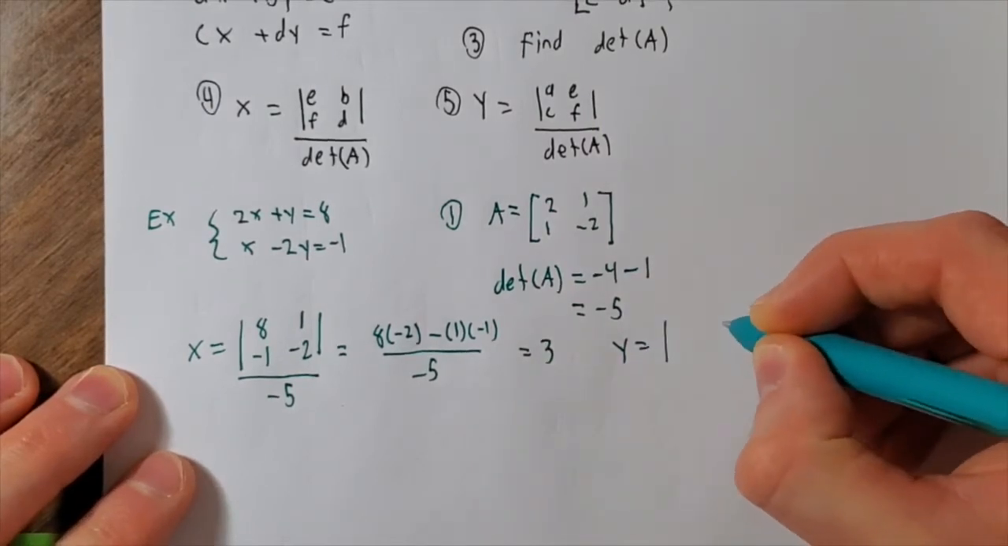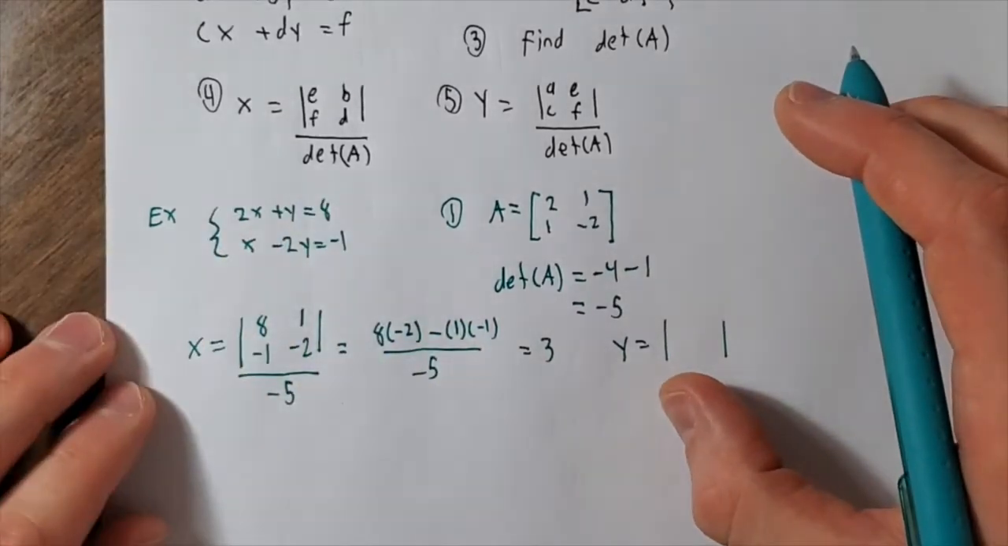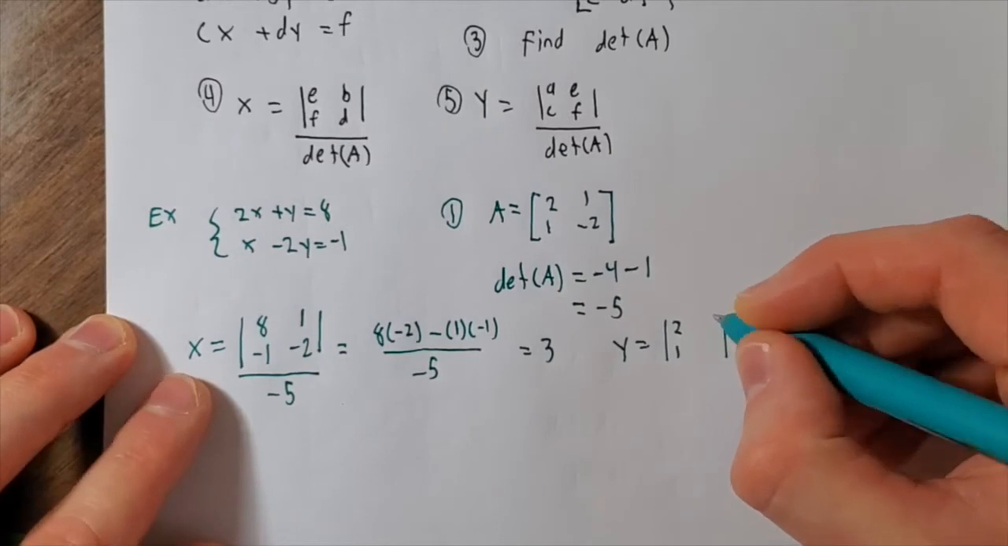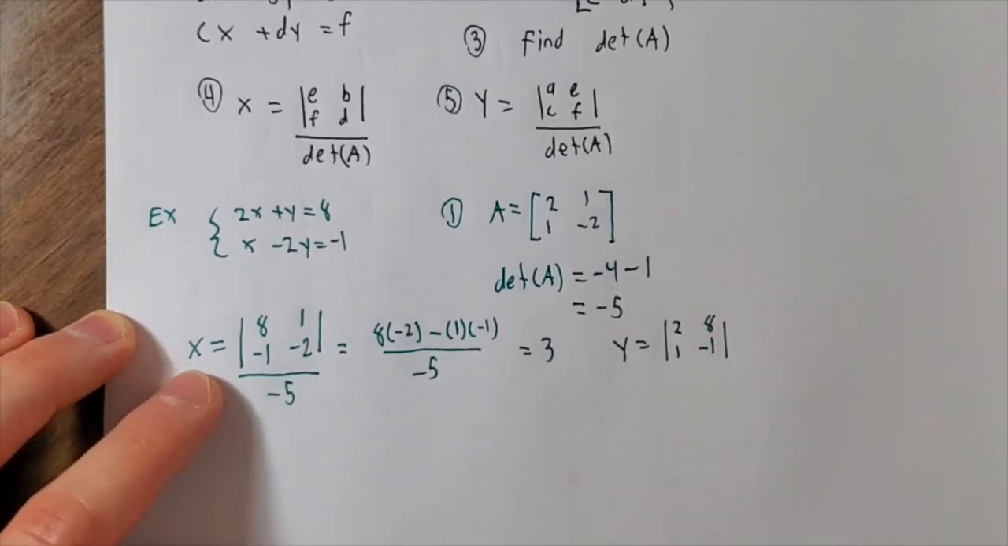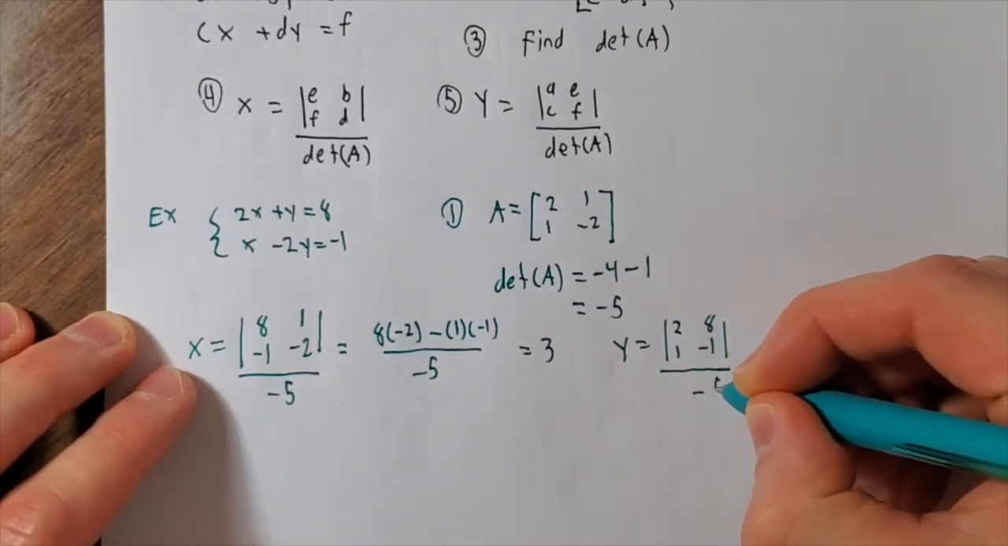So for y, the new determinant that we're trying to find, we're again going to swap out our solutions for our y column here. So our x column remains unchanged. And now we'll get 8, -1 in the back on our second column. We're going to put that again all over our determinant of A, our -5.